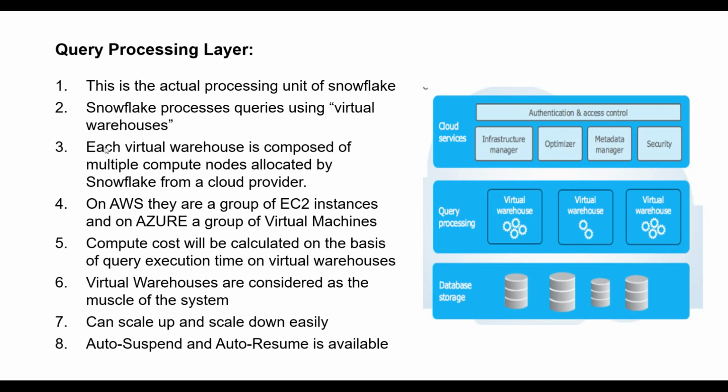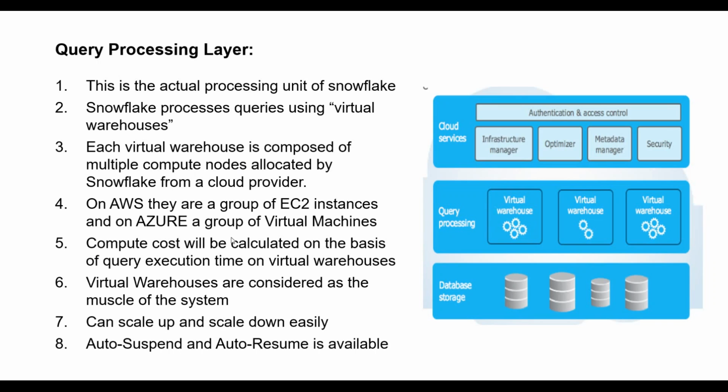So here you can see, each virtual warehouse is composed of multiple compute nodes. In case of AWS, these EC2 instances, EC2 servers, are the compute nodes. But in case of Azure, if you host your Snowflake account on Azure, then it will be virtual machines. It's based on the cloud where you are hosting your Snowflake account. So that cloud provider will assign some processing servers as compute nodes to Snowflake, and our queries will be executed by those compute nodes available in the virtual warehouse.